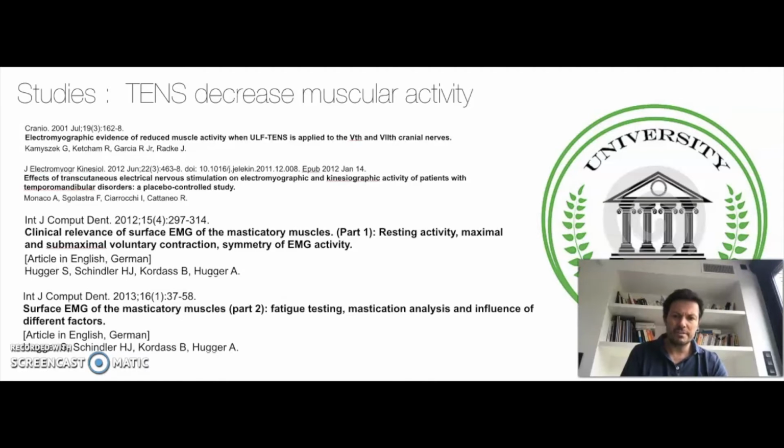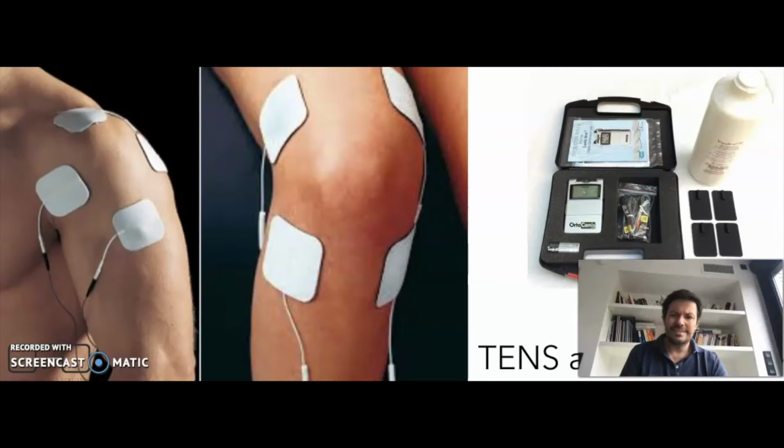But the studies are mostly for physiotherapists, because TENS is used in medicine. Each time we want to restore the metabolic activity of the muscles, physiotherapists use the TENS, but it's more rare in dentistry.